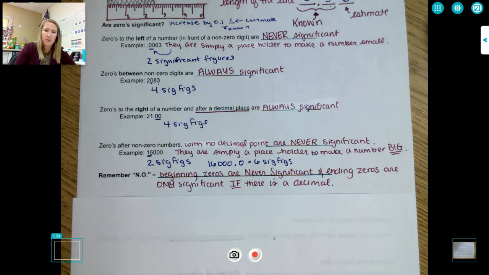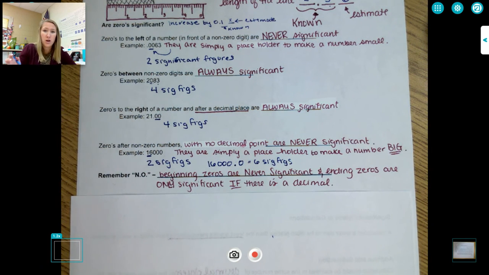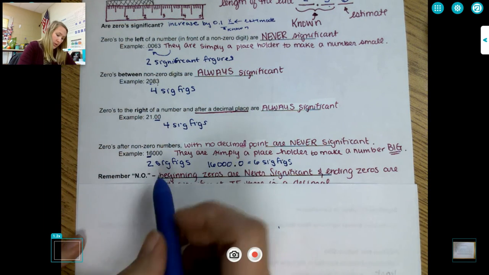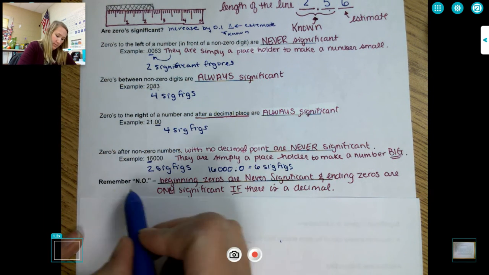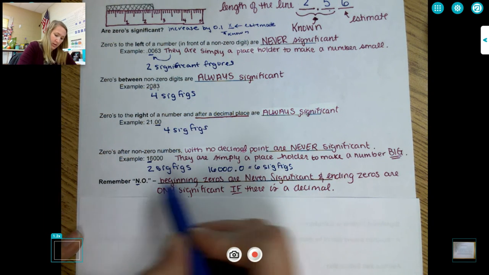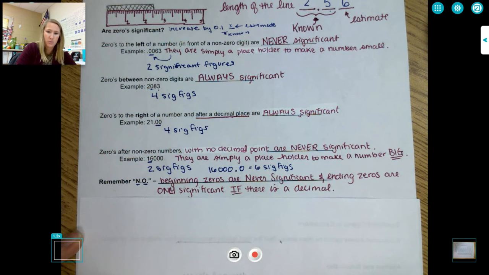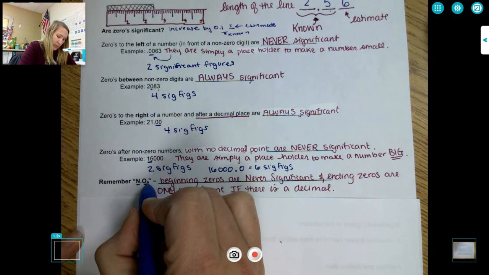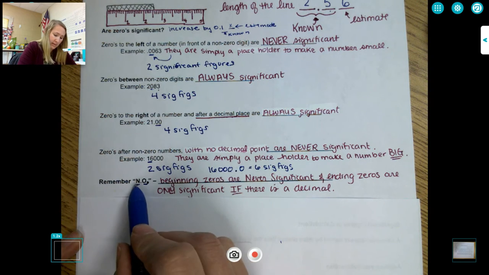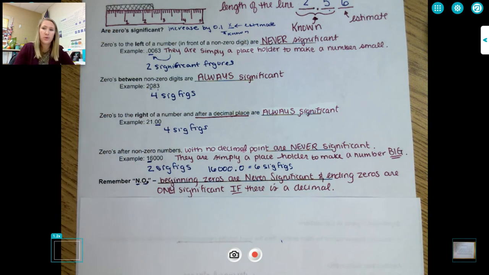One way to remember this is the phrase "no," N period O. This stands for beginning zeros. So the zeros at the beginning are never significant. Ending zeros are only significant if there's a decimal point. So we include the decimal point here, the period. Beginning zeros are never significant; ending zeros are only if there's a decimal present.